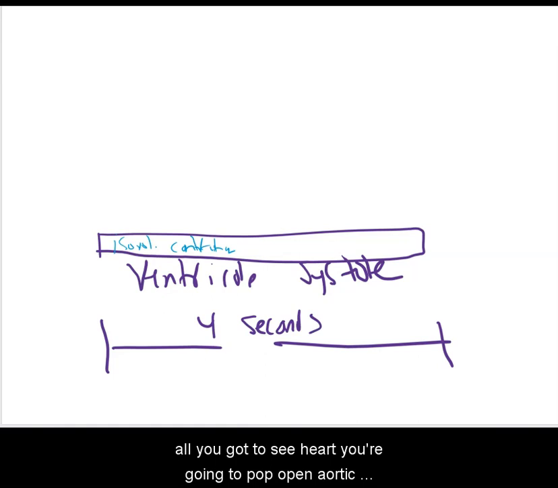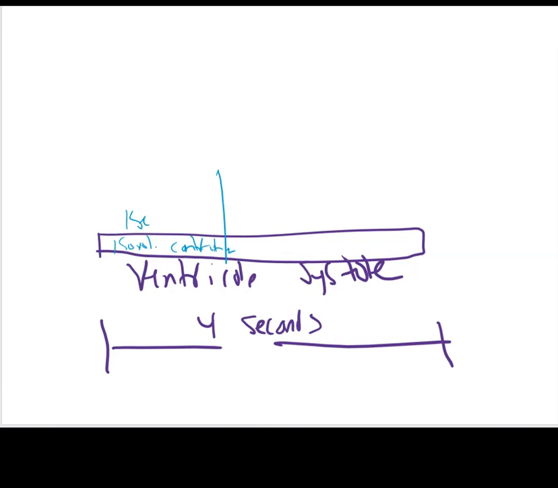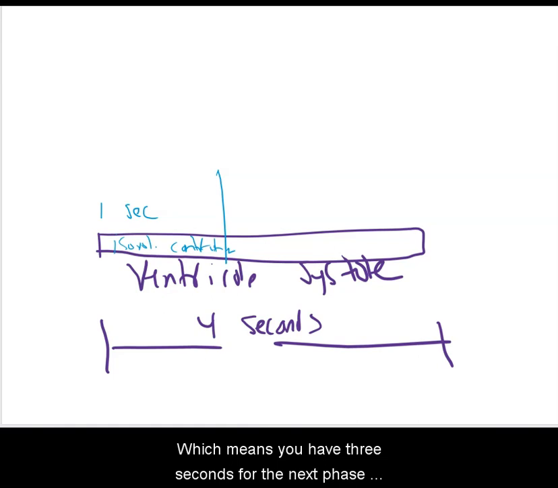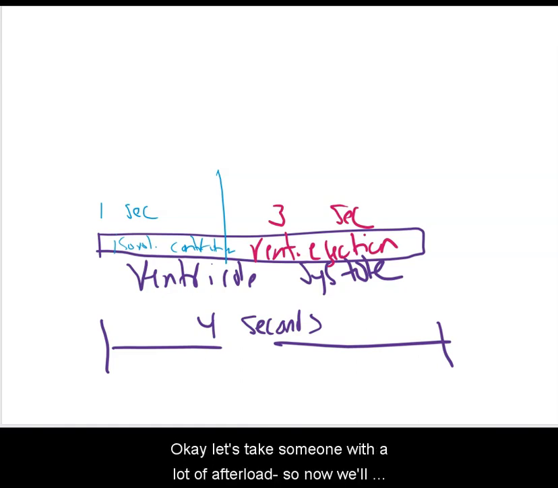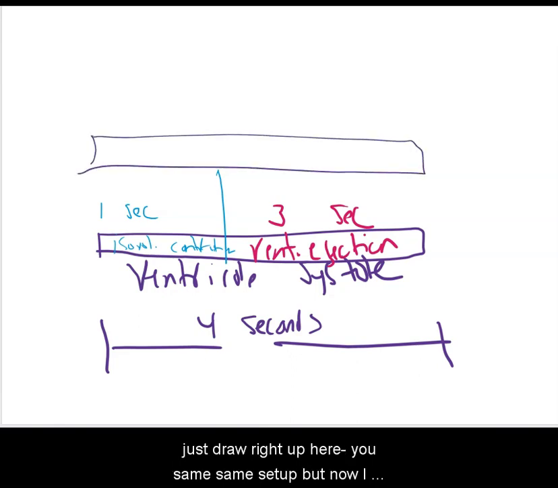Now, in a normal, healthy heart, you're going to pop open the aortic valve in 1 second. You have normal afterload. So you only have to use up 1 second of that, which means you have 3 seconds for the next phase. Remember, the next phase was the ventricular ejection. This is when the blood actually leaves. So now you have 3 seconds, so you have a nice stroke volume. Okay, let's take someone with a lot of afterload. So now we'll just draw it right up here. Okay, same setup, but now I have more afterload.